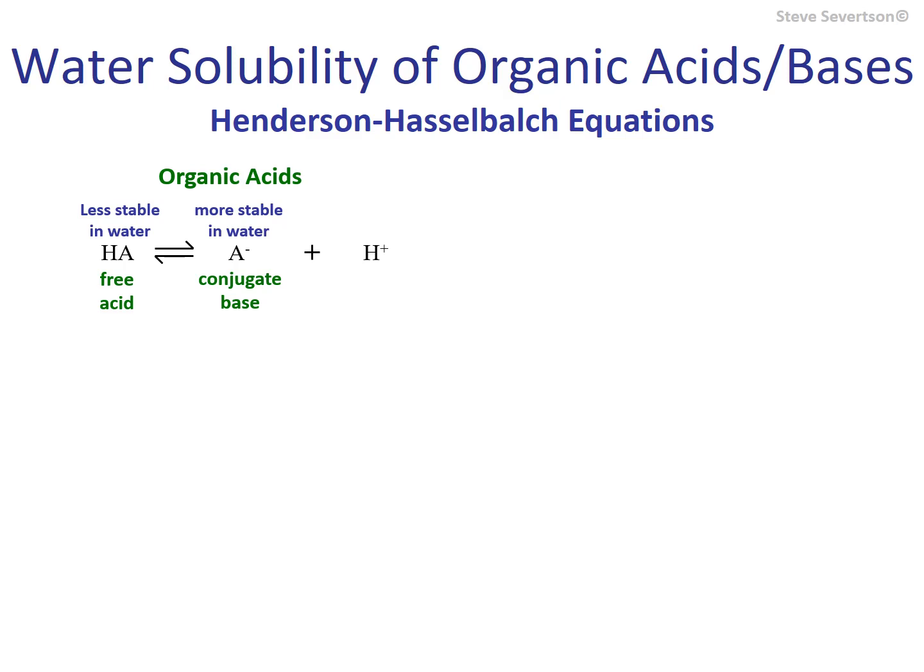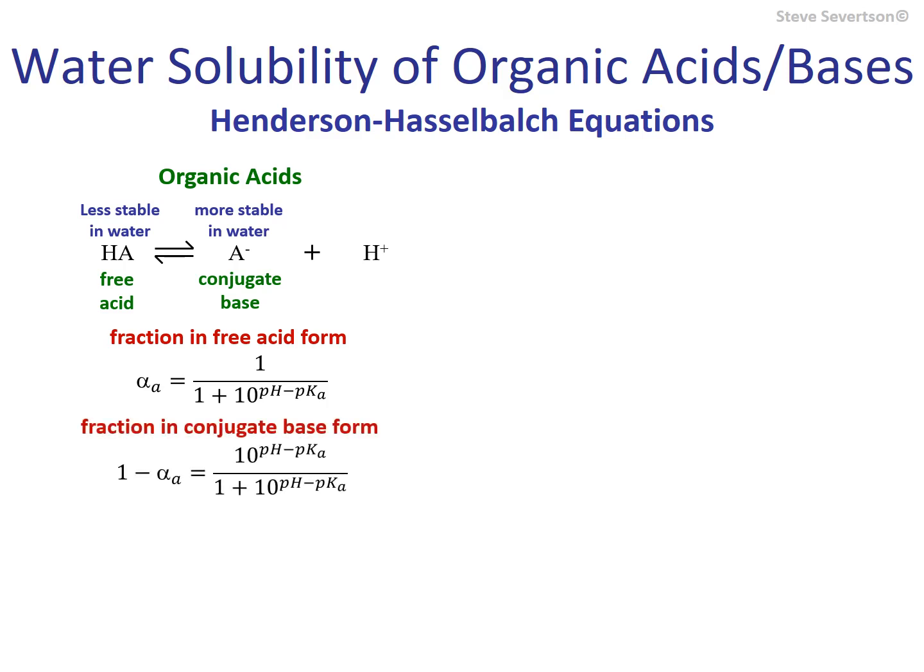In fact, when an organic acid or base is at a pH where it is distributed between its neutral and ionized forms, it is said to have undergone speciation, and the behavior of both the neutral and ionized form must be taken into account in determining the added molecule's overall behavior or impact. The fraction of the organic acid present in its free acid form, denoted alpha A, is calculated from the acid's pKa value and the solution pH using the Henderson-Hasselbalch equation. 1 minus alpha A is a fraction of the organic acid present in solution in its conjugate base form, which is its ionized form.